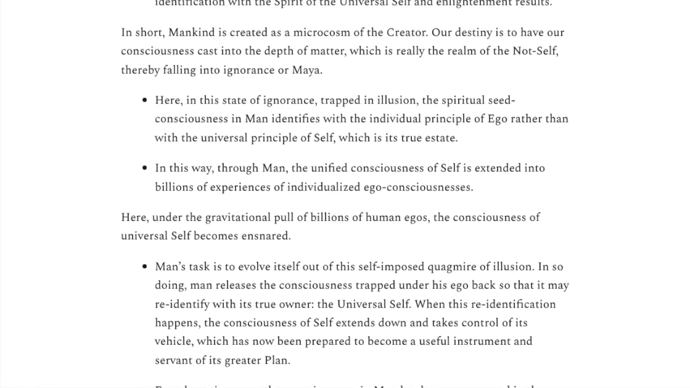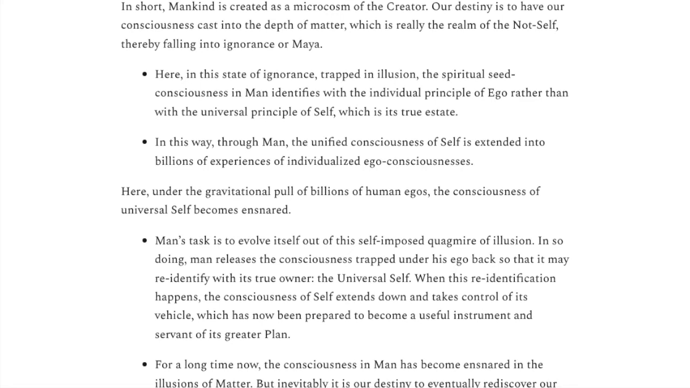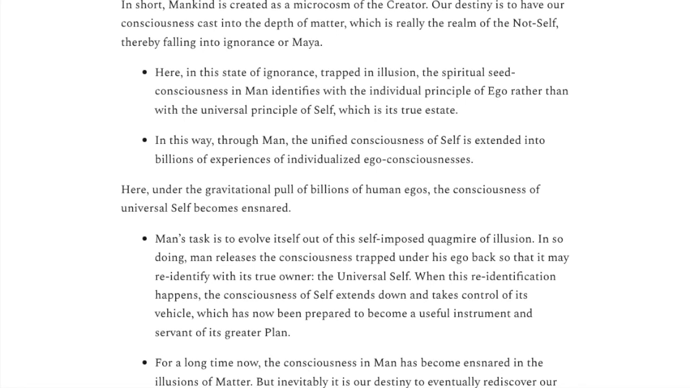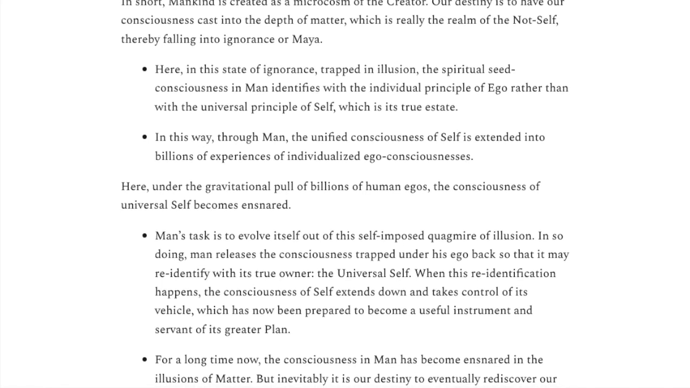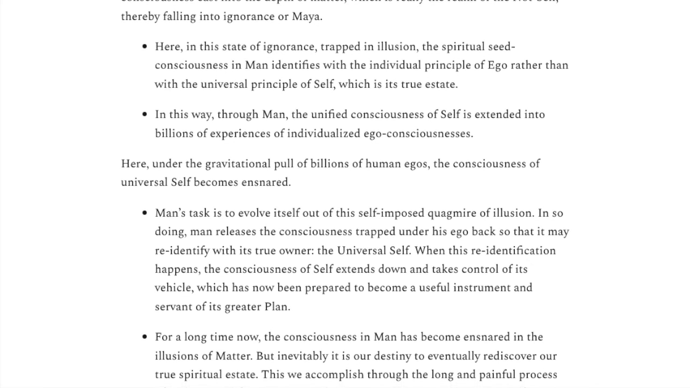Here, under the gravitational pull of billions of human egos, the consciousness of universal self becomes ensnared. Man's task is to evolve himself out of this self-imposed quagmire of illusion. In so doing, man releases the consciousness trapped under his ego back so that it may re-identify with its true owner, the universal self. When this re-identification happens, the consciousness of self extends down and takes control of its vehicle, which has now been prepared to become a useful instrument and servant of its greater plan.